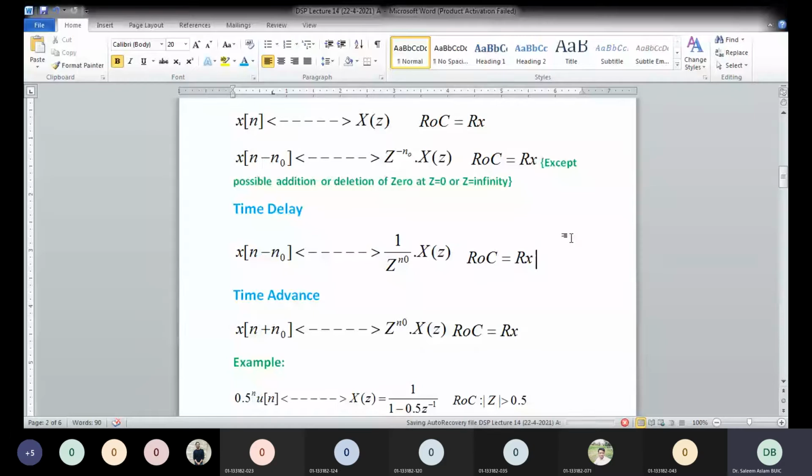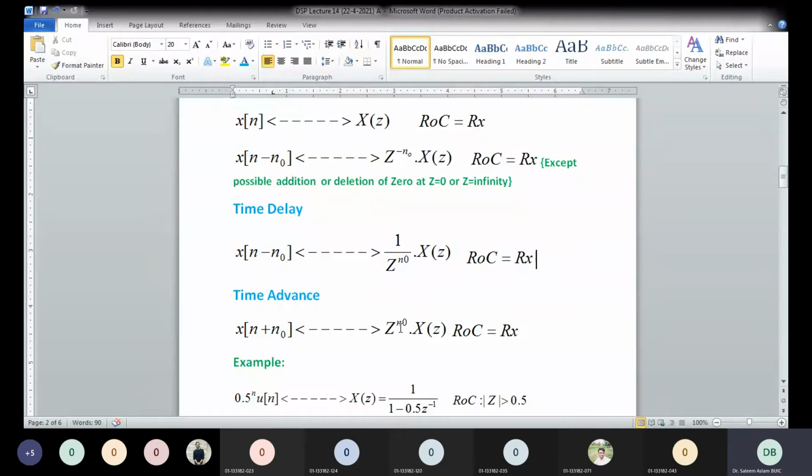However, there is some addition or deletion of zeros at z is equal to 0 or z is equal to infinity. So what does it mean by this possible addition or deletion of zeros? So if you see here, what does it mean by z to raise power n naught? Let's assume n naught is equal to 2. So it would be z square. So it would be a second order zero at z is equal to 0.